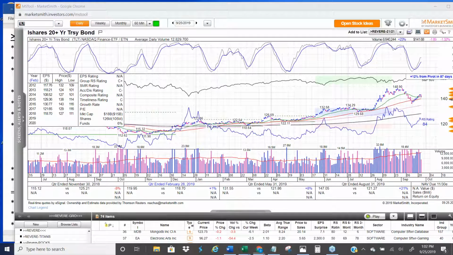Any other questions? I don't see any coming in. This is the standard settings for stochastic. I think it's 14 and 3 is what they use on MarketSmith.